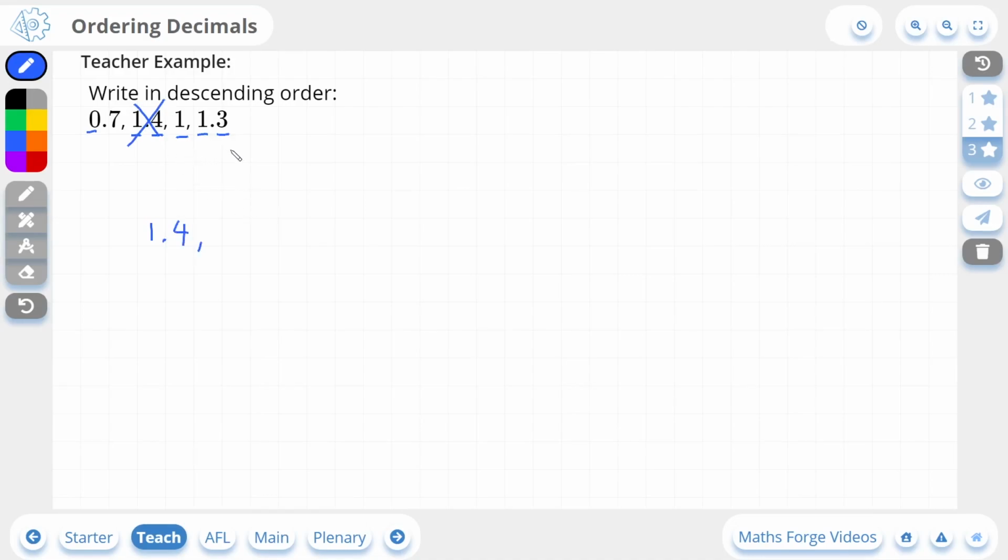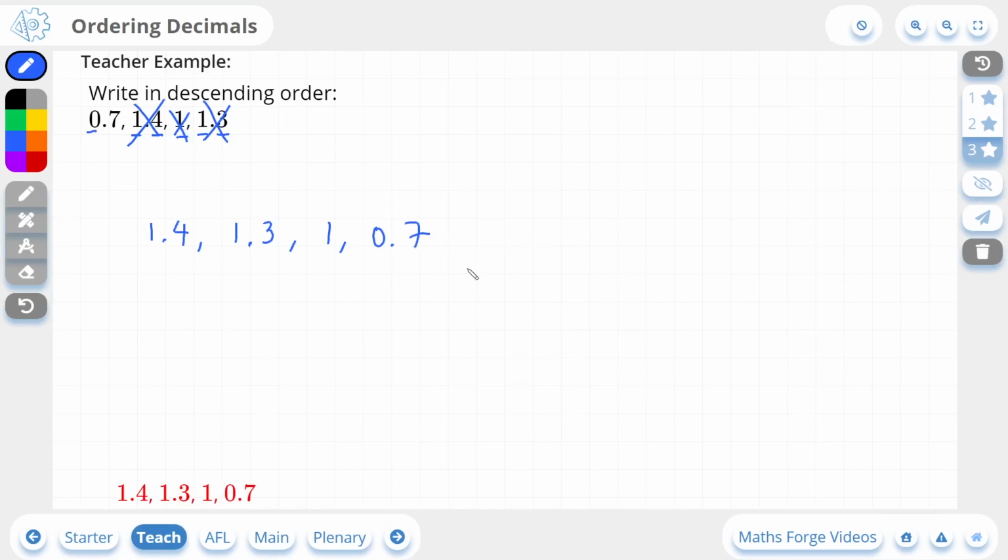Now, the next largest number has to be this 1.3, since it has a 3 in the tenths column and this one doesn't have anything there. So the next largest number must be 1.3, and I'll cross this off the list. And of course, you can see here that this 1 must be the next largest number, as it has a 1 in the units column, where this 0.7 has a 0. So I'm going to go ahead and write down that 1 next and cross this off the list. And last but not least, the smallest number out of the bunch is 0.7. If we just check our answers, there they are.